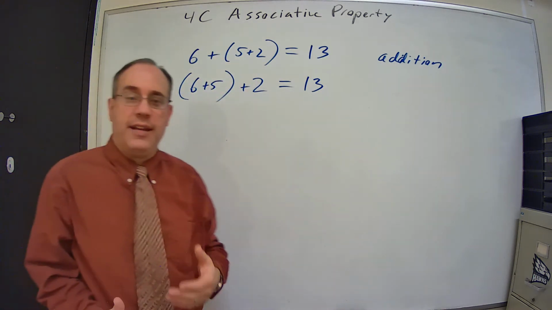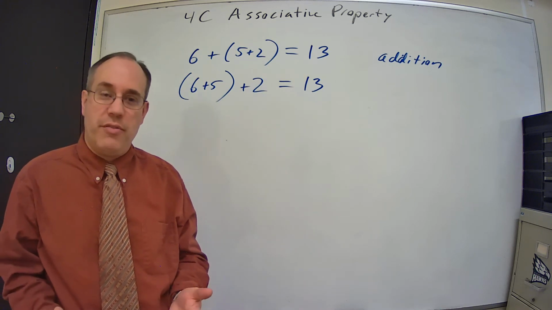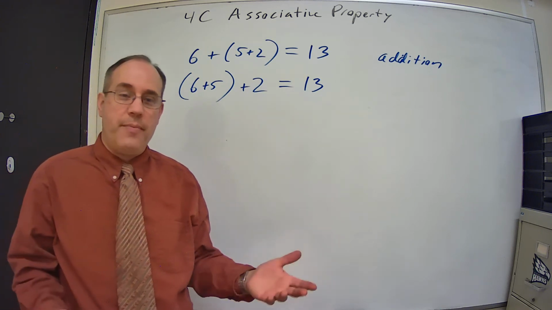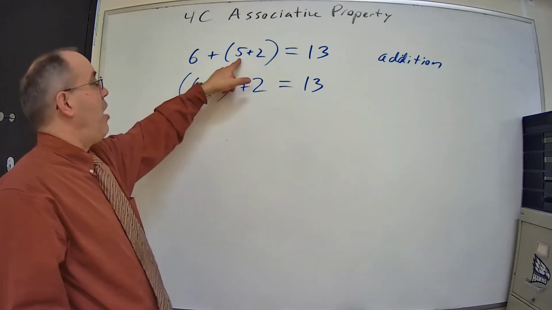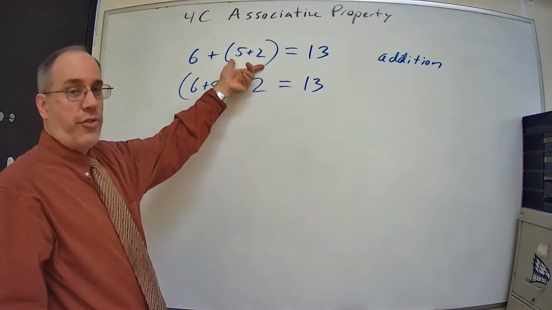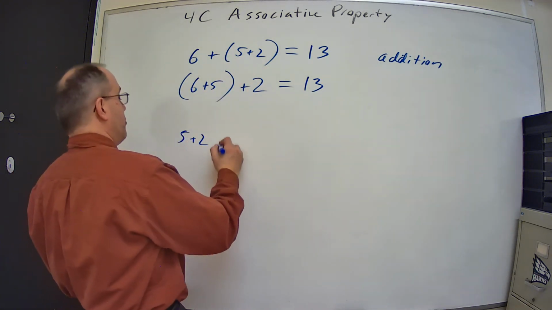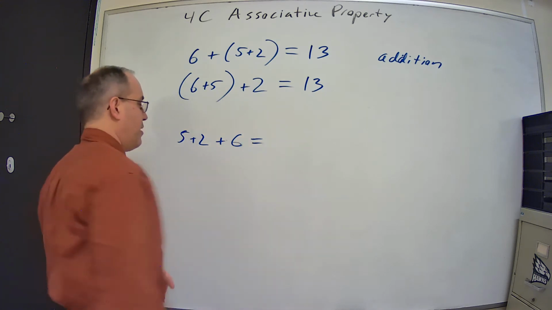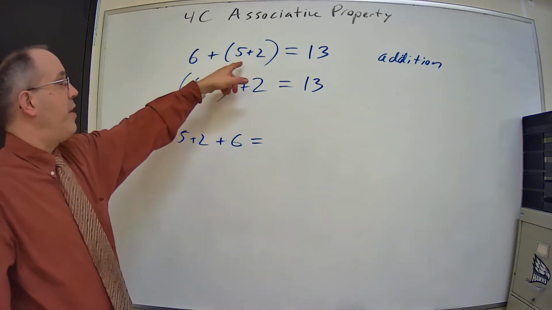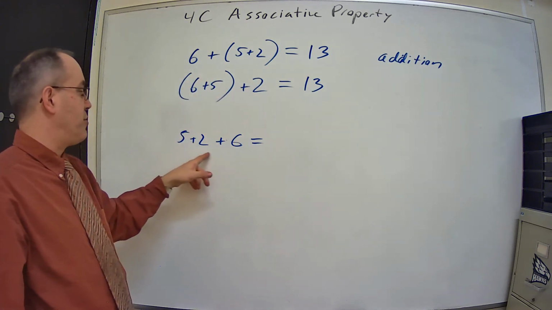I kind of look at an associative property as a special case of the commutative. Because what am I really doing here? Here I'm using order of operations that says do these two first, which literally is saying 5 plus 2 plus 6. Order of operations says do what's in the parentheses first, then do that. So it's telling me to go 5 plus 2 plus 6.